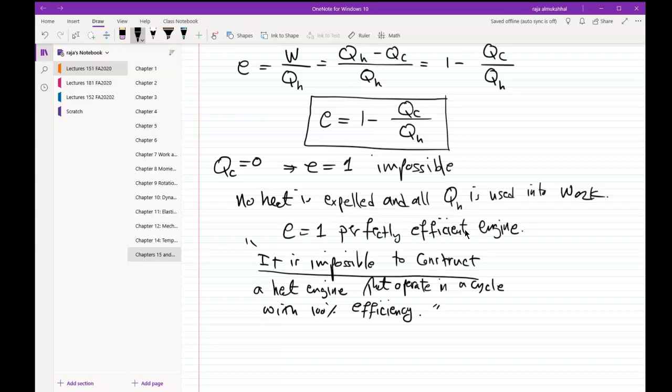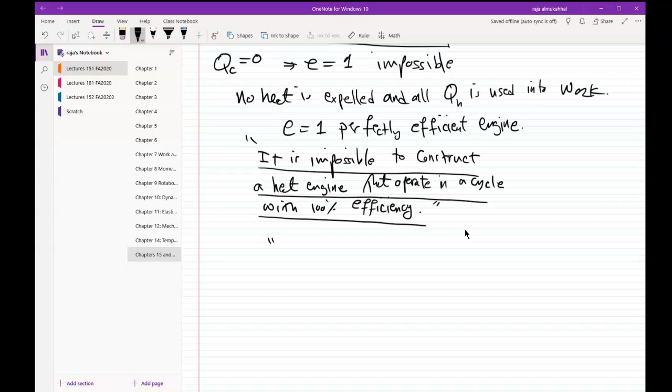Basically, in plain English, it's impossible to manufacture or construct an engine that is 100% efficient. It's impossible to have a heat engine where all the heat absorbed is completely converted into work. There will always be an amount of heat that is expelled or not used. You see what I'm saying? In other words, there is no perfect engine. That's basically what the second law says.